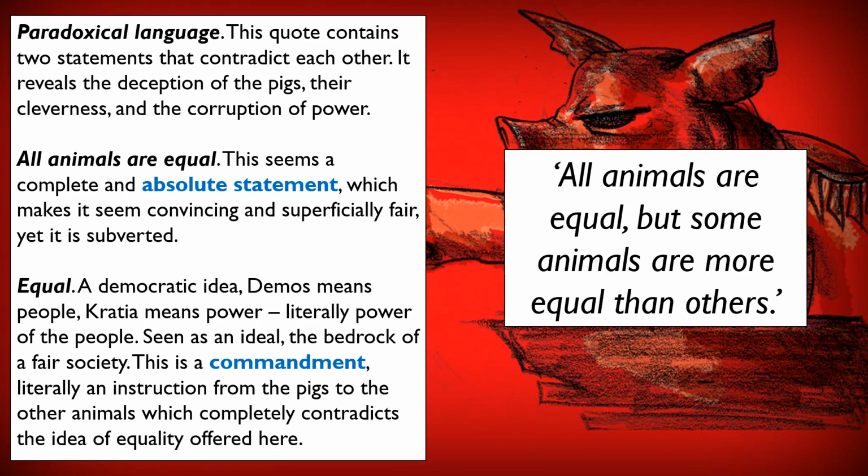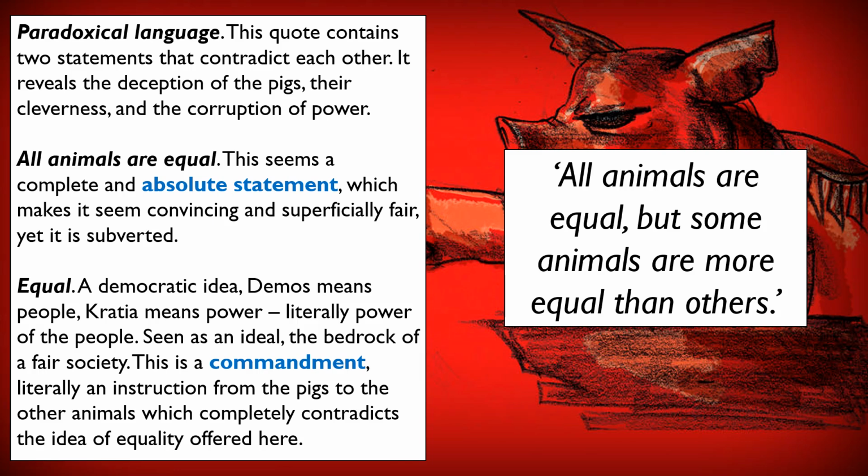It's paradoxical because it contains two statements that contradict each other. "All animals are equal, but some animals are more equal." Those two things don't make sense when you put them together. That's really important because it reveals that the pigs are being deceptive, that they're also being quite clever using language, and that it's a demonstration of the corruption of their power.